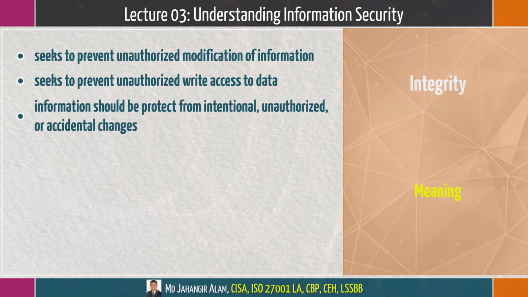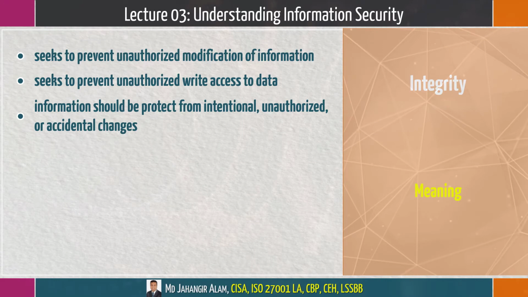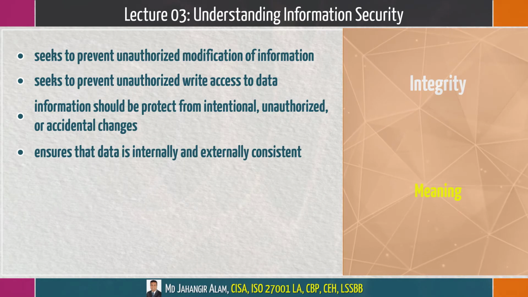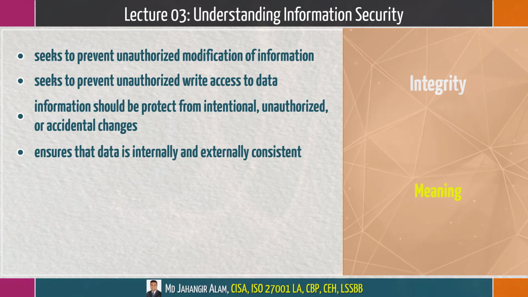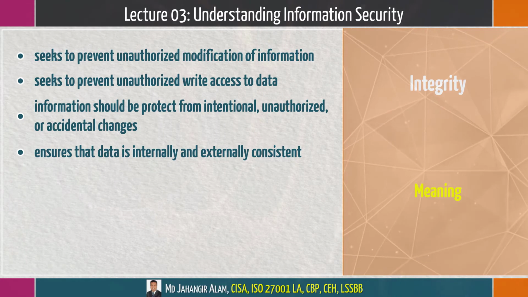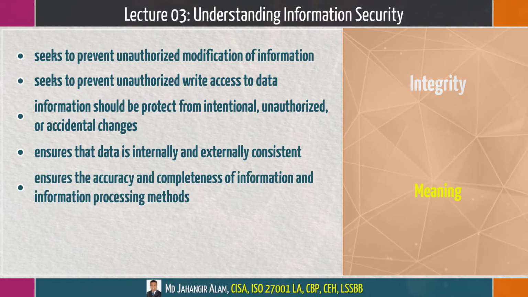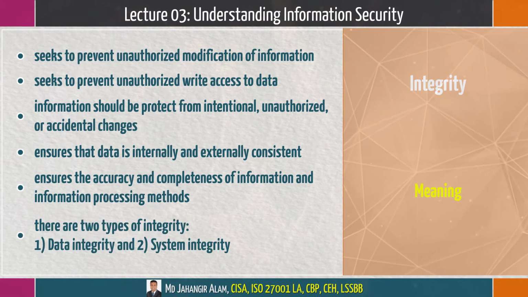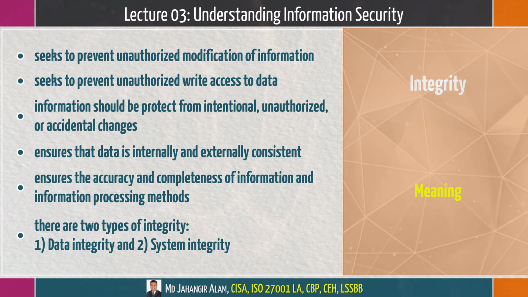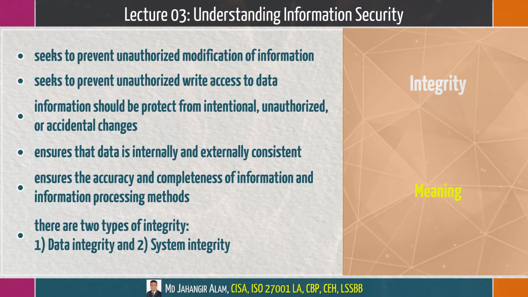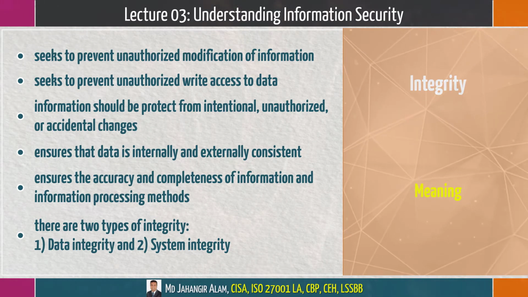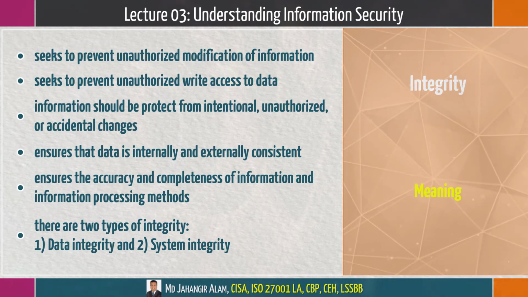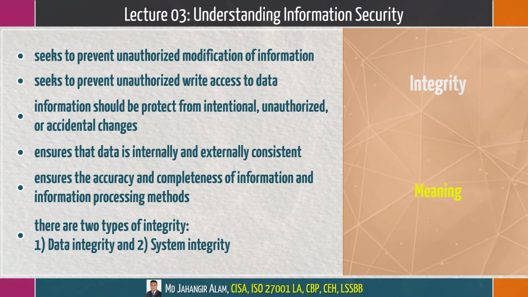Integrity is the principle that information should be protected from intentional, unauthorized, or accidental changes. Integrity ensures that data is internally and externally consistent. That is, any given input should have an expected output. Integrity ensures the accuracy and completeness of information and information processing methods. Remember that there are 2 types of integrity. 1. Data integrity, which seeks to protect information against unauthorized modification, and 2. System integrity, that seeks to protect the system from unauthorized modification.